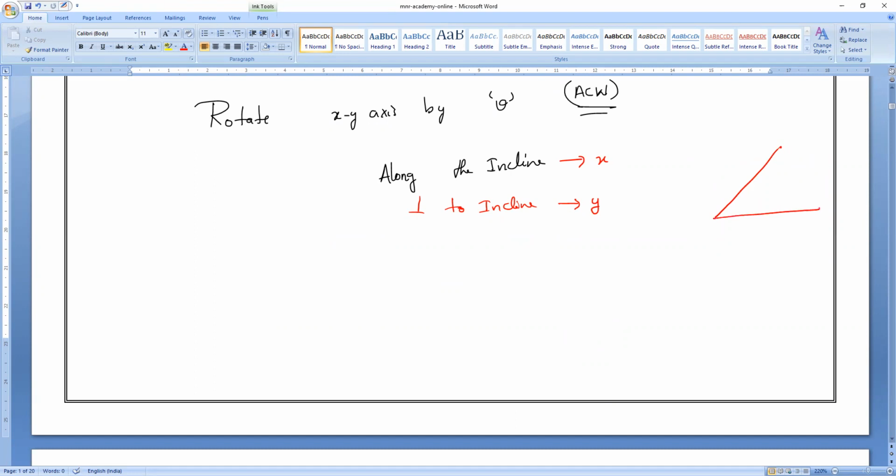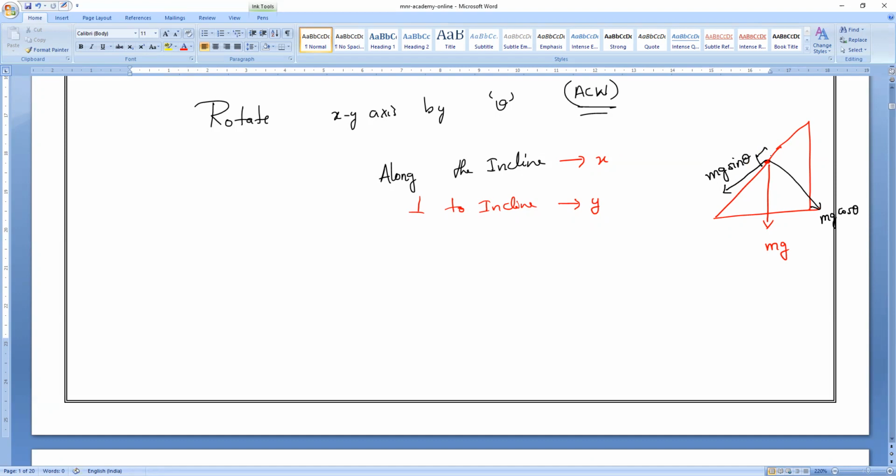Check it and tell me, for the point I have taken, here theta is acting. That is weight, W equals mg. Am I right or wrong? Weight is equal to mg. Then perpendicular to the incline, what is acting here? mg cos theta. And along the x-axis, what is acting? mg sin theta. You remember that?